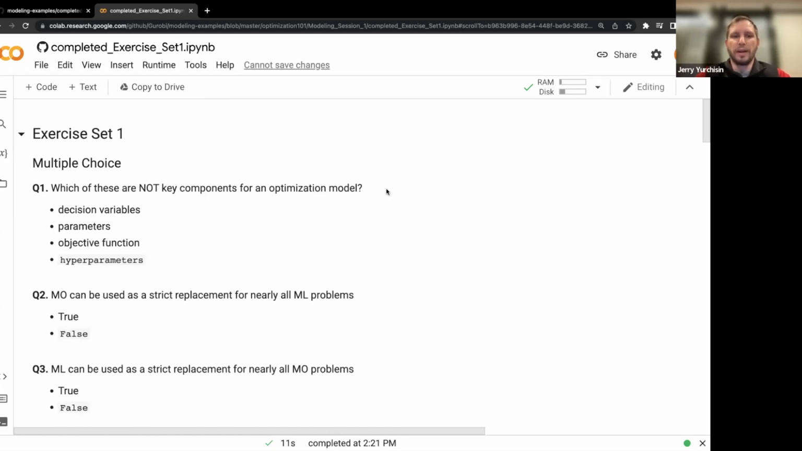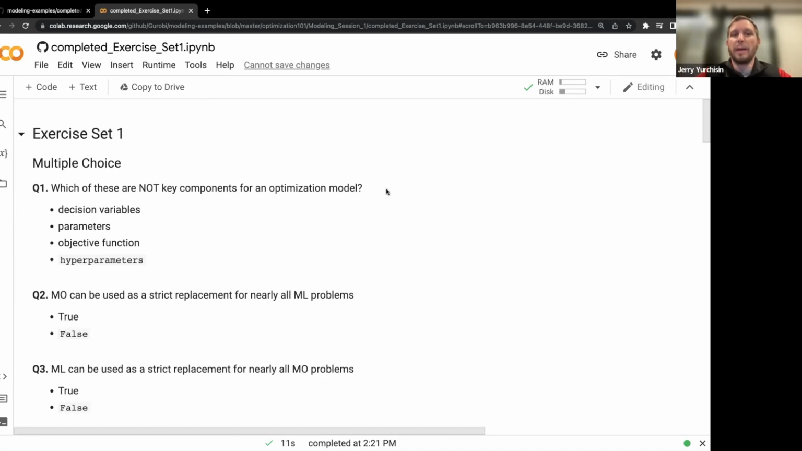We listed several key components, among them decision variables, parameters, and objective function. Hyperparameters is something that we didn't really mention today. So that would be the answer for question 1. Hyperparameters is one of the things that's not there.